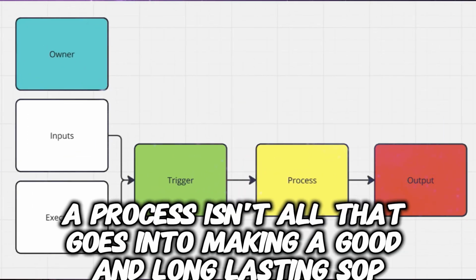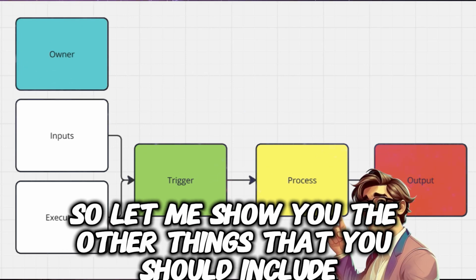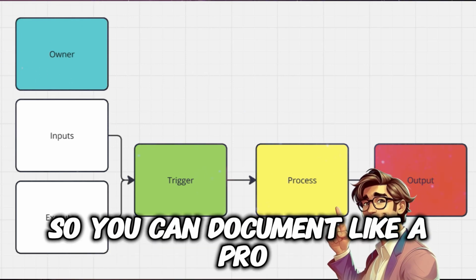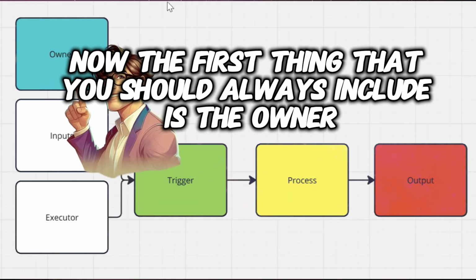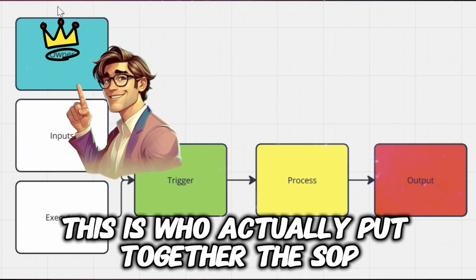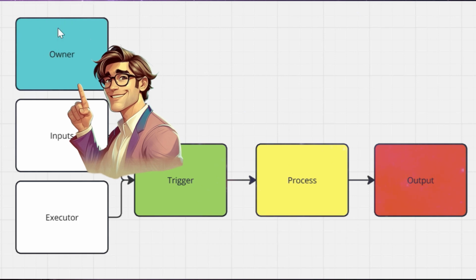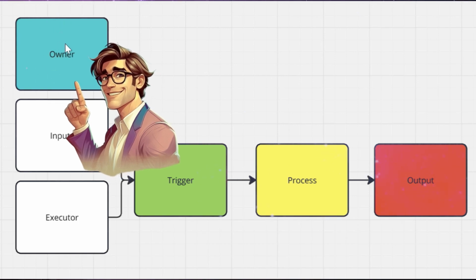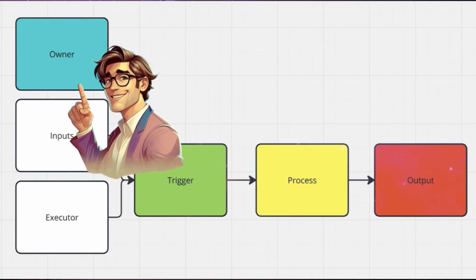But recording a process isn't all that goes into making a good and long-lasting SOP. So let me show you the other things that you should include so you can document like a pro. Now, the first thing that you should always include is the owner. This is who actually put together the SOP. This lets you go back and understand who documented the process when you need to make changes or adjustments.